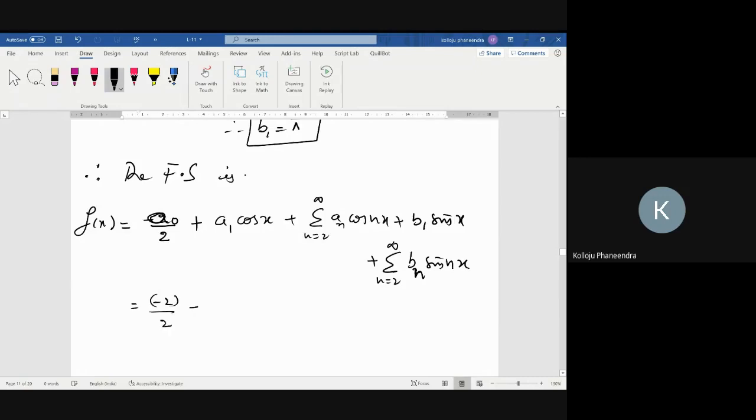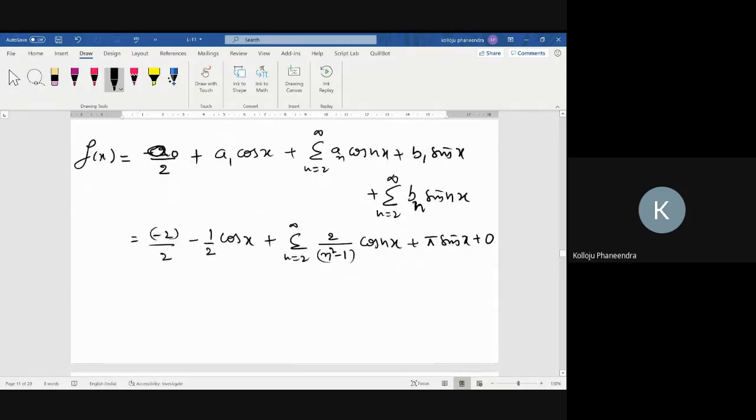And what is the a1 value? Minus 1 by 2, minus 1 by 2 cos x. And what is the an value? General an value: 2 by n square minus 1, 2 by n square minus 1 cos nx. And what is the b1 value? Pi. And bn value is 0.